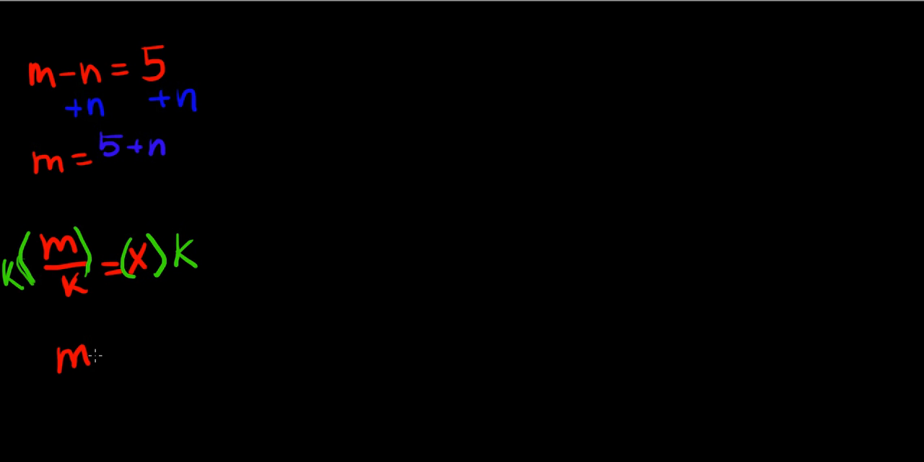Now that we have all the variables above the fraction line, we can isolate k. In order to isolate k, we have to divide both sides by x. When the right side is divided by x, both the x's cancel out, leaving us with just a k. And the left side becomes m over x. So k equals m over x.